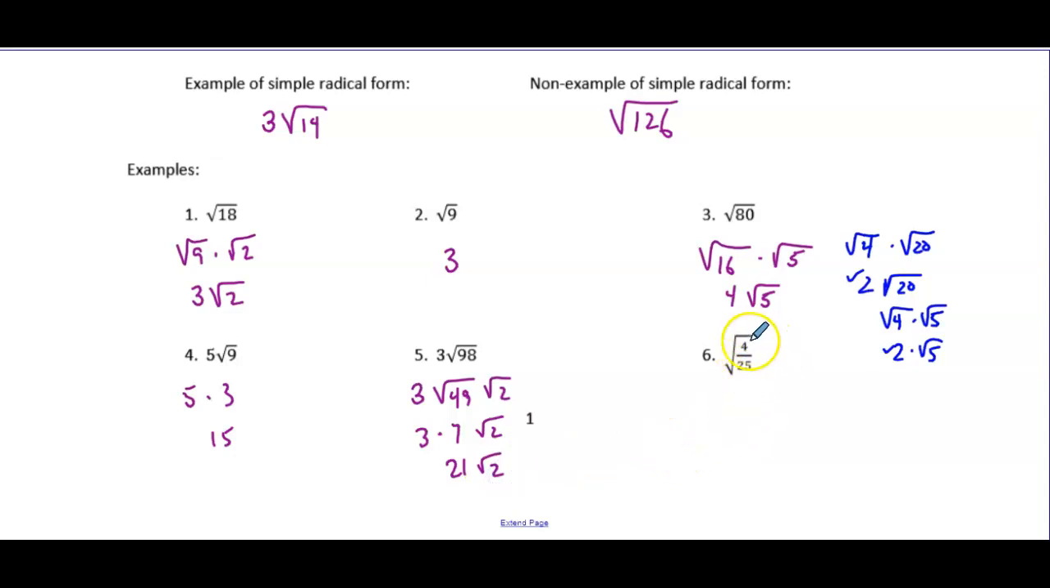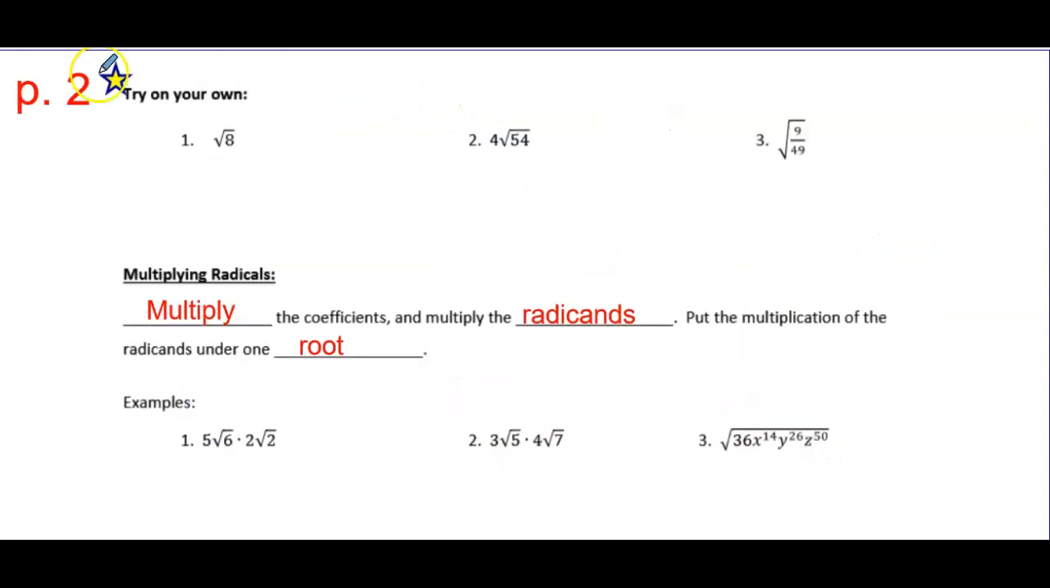With fractions, sometimes you can reduce the fractions and sometimes the fractions contain square numbers themselves. So if I split this into root 4 over root 25, I can then solve both parts and get 2/5. All right. So on the top of page 2, there are some for you to try on your own. I'd like you to pause here and try those.